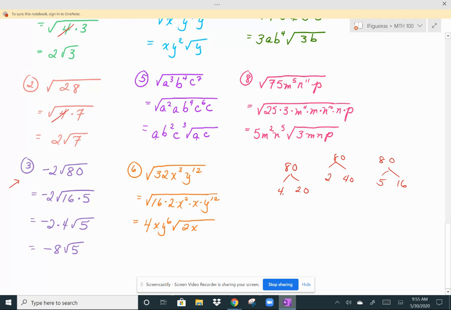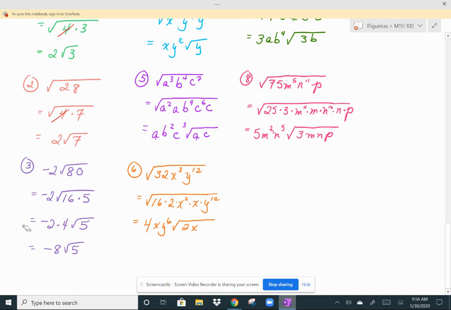Okay, so 4 is a perfect square, but you want to pick the biggest one possible because then it will simplify further. Because notice that 20 still has another 4 in it. So that's the same as 16 times 5. So we rewrite it as 16 and 5. The square root of 16 is 4. That comes out of the radical, which is what you see here, and that will get multiplied by negative 2. And then the 5 stays in. So your final answer is negative 8 root 5.